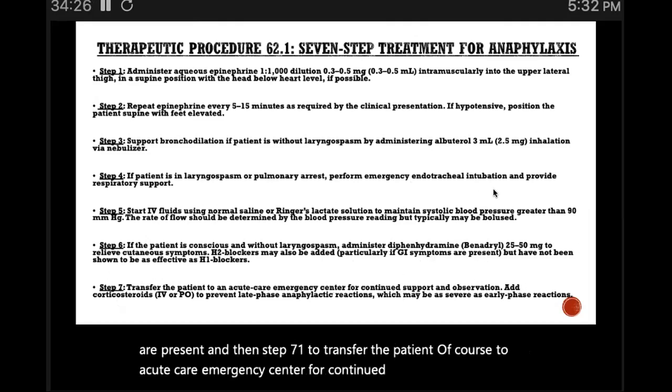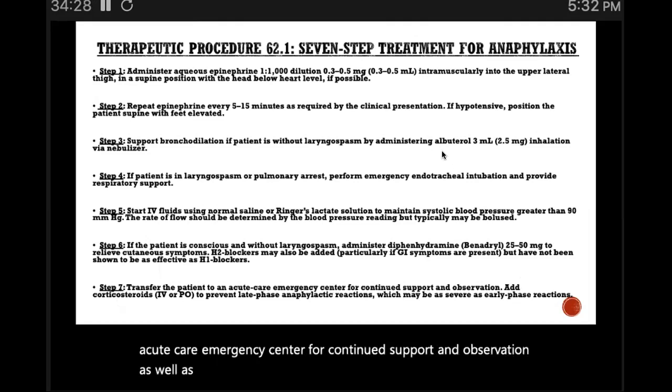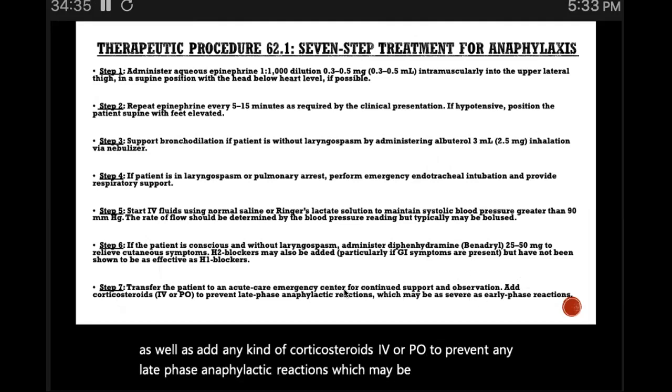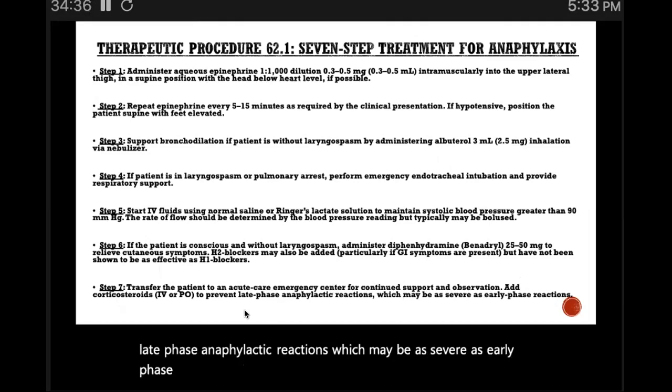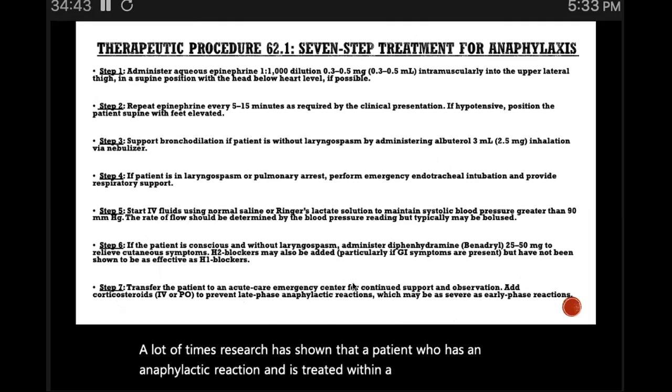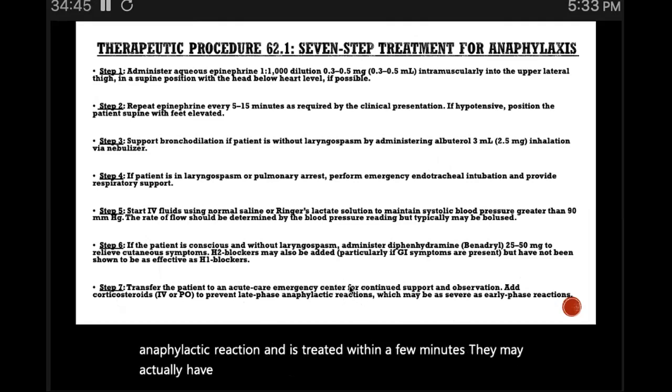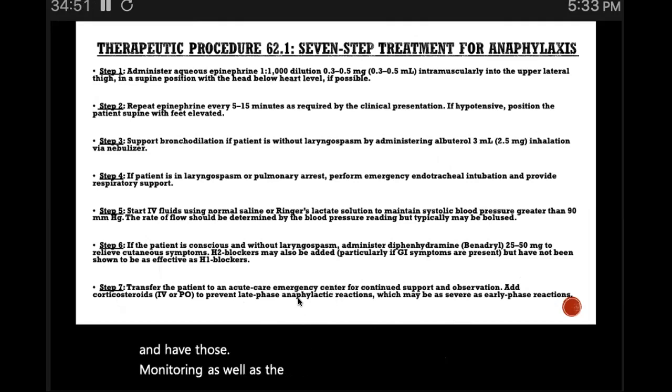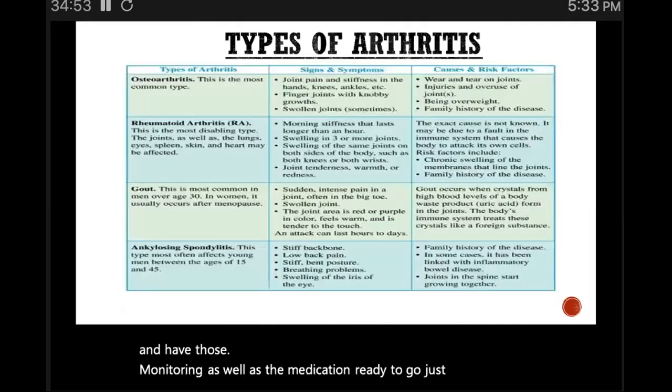and observation, as well as add any kind of corticosteroids, IV or PO, to prevent any late phase anaphylactic reactions, which may be as severe as early phase reactions. Meaning, a lot of times research has shown that a patient who has an anaphylactic reaction and is treated within a few minutes may actually have another reaction. So you have to be very conscious and have the monitoring as well as the medication ready to go just in case.